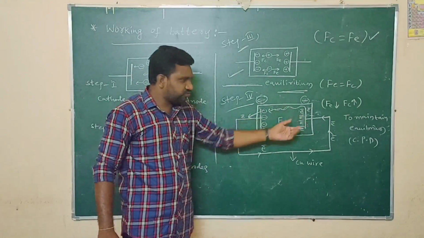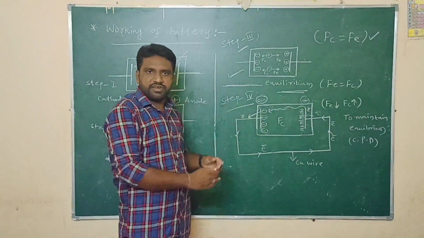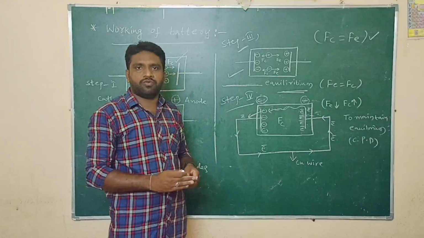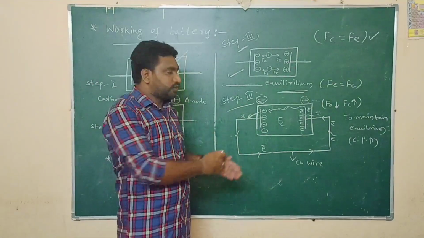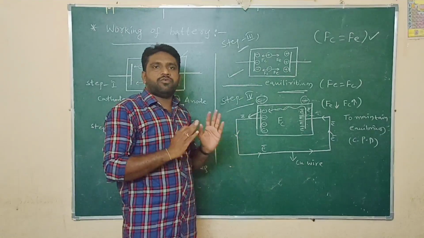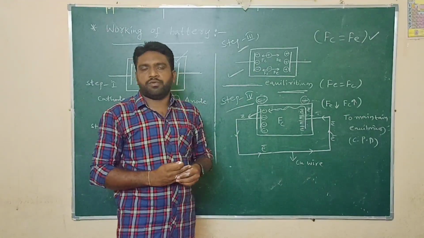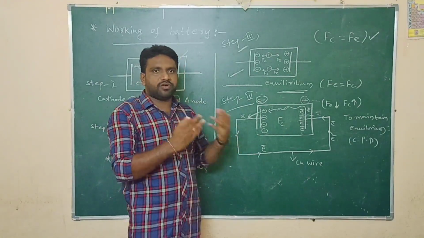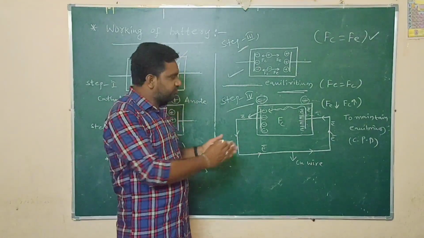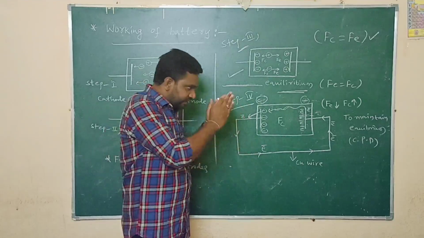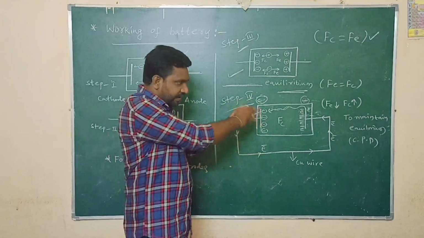Here also negative, here also negative. Repulsion takes place on both sides. So in this process electrons do not move. So when there is no motion of electrons, there is no flow of current. So the battery is unable to maintain the constant potential difference, due to the zero potential difference. When there is no constant potential difference, there is no flow of current. So in this case, we consider that the battery is discharged.